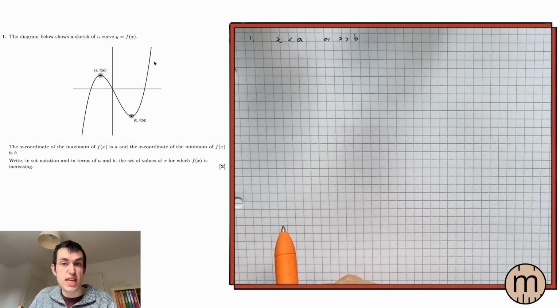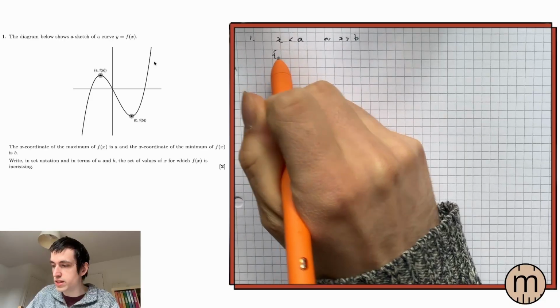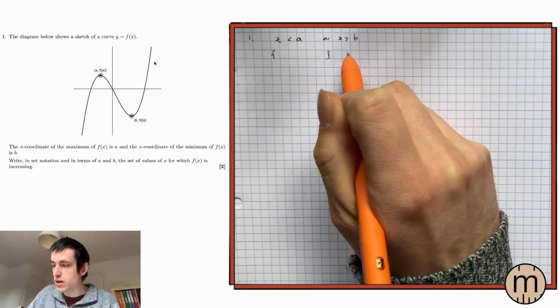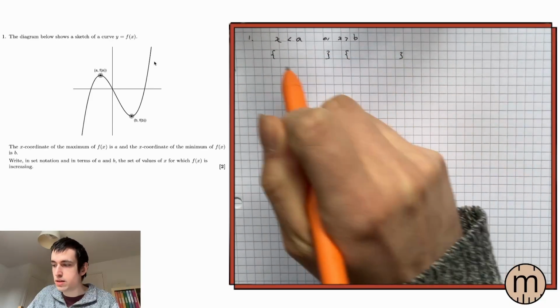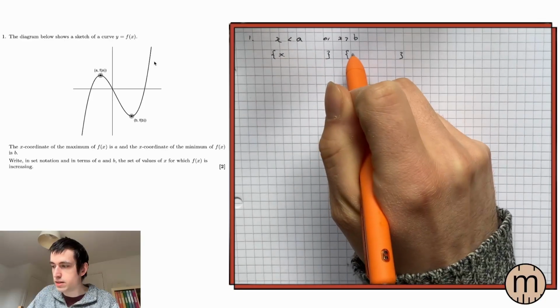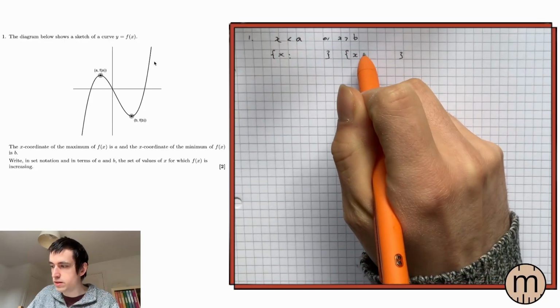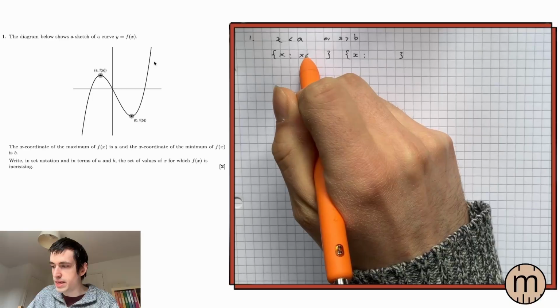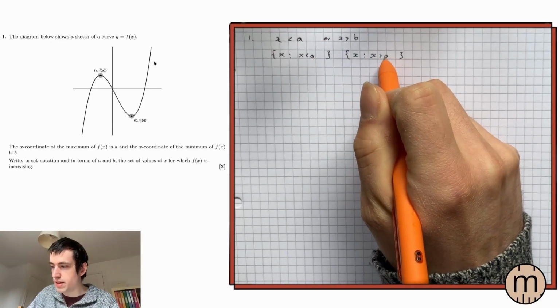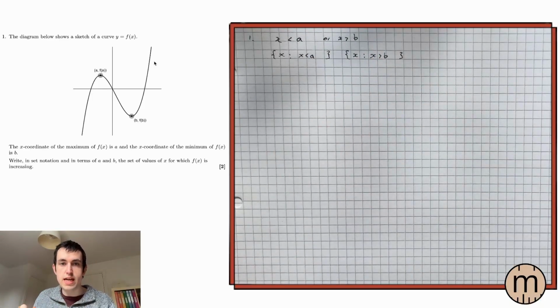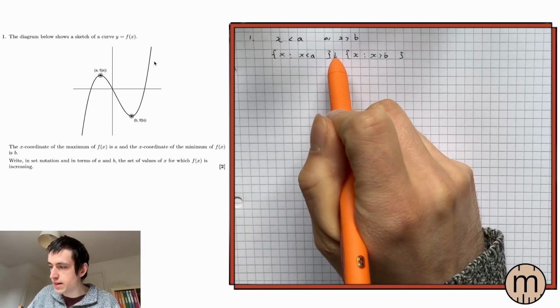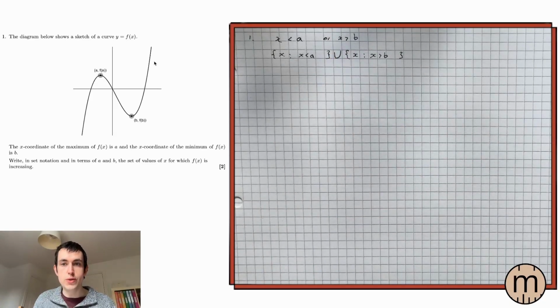And in terms of set notation, we saw this in the other video too. We do our squiggly brackets, we do our x, we do our colon, and we then copy and paste x less than A, x bigger than B. Because there's two sets and they are separate, then we take the union symbol, the U, from our probability definitions. And there we go, that's our set notation for the values of x for which f of x is increasing.